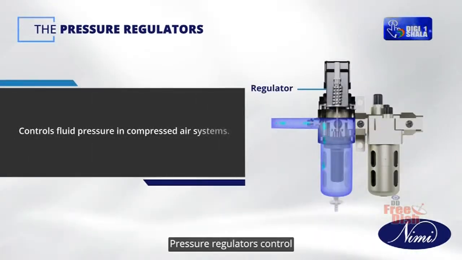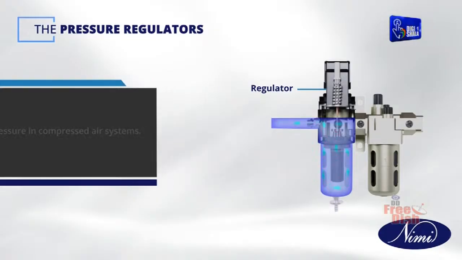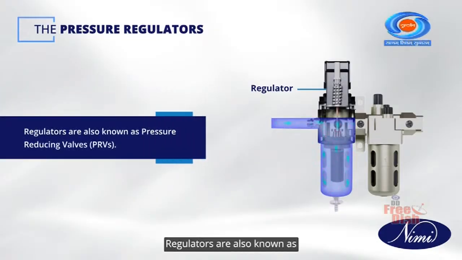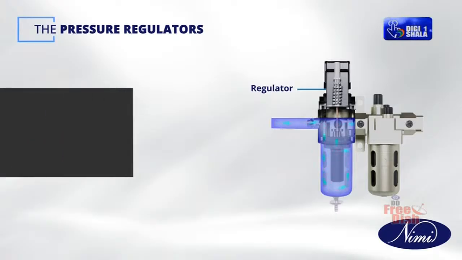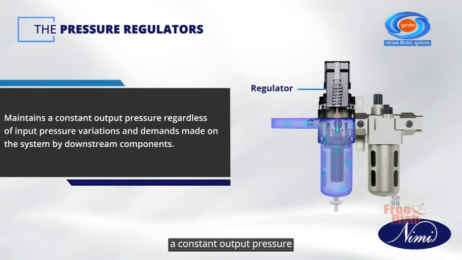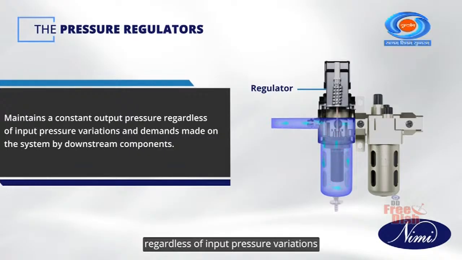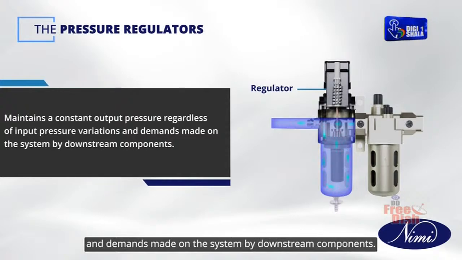Pressure regulators control fluid pressure in compressed air systems. Regulators are also known as pressure reducing valves or PRVs. Pressure regulators maintain a constant output pressure regardless of input pressure variations and demands made on the system by downstream components.